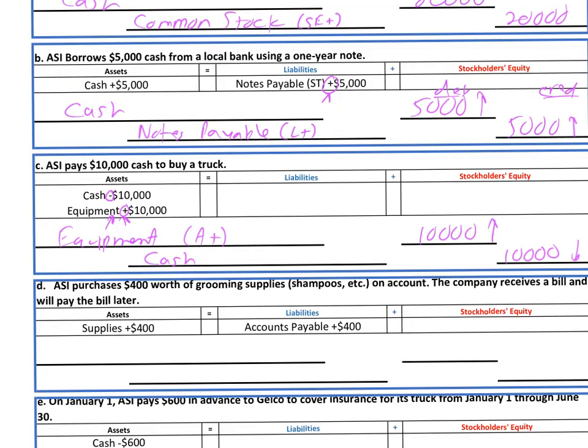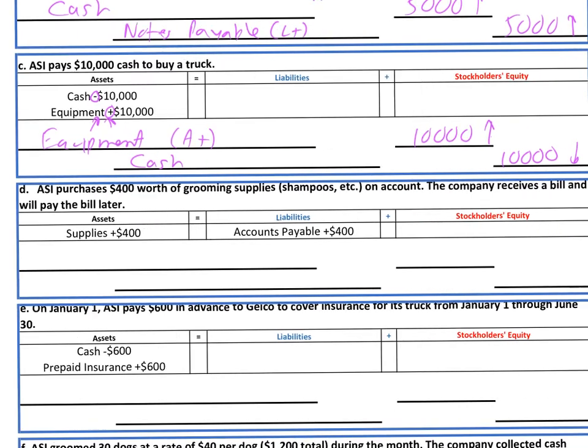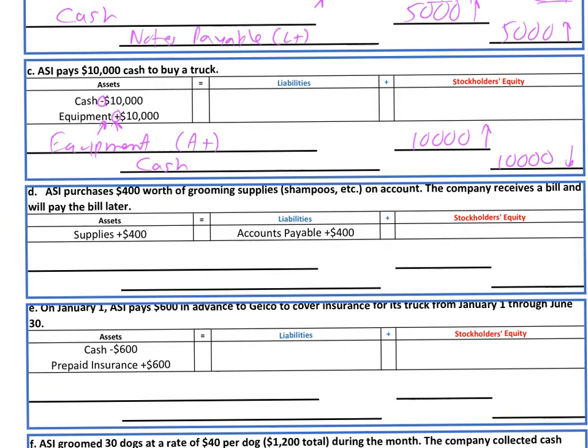All right, let's do the next one here. Purchase $400 worth of grooming supplies on account. So we just made a rule that said any asset that increases is going to be a debit. I got an asset increasing. I'm going to put supplies on my debit. I'm going to put the $400, right? I got an asset increasing here by $400.